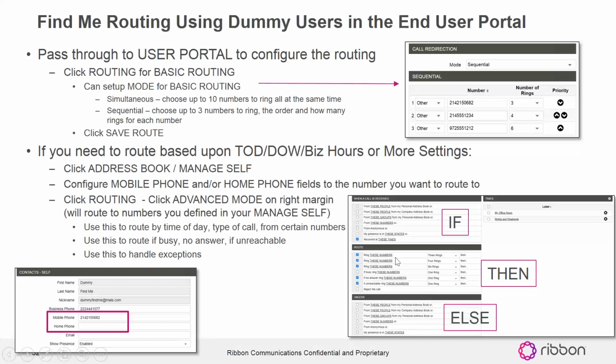You can have it ring these numbers for 3 rings, these numbers for 4 rings, these ring for 6 rings. Again, whenever you open a case and have it expanded for sequential, that would have more of those in it. You can set, if no answer, go here. If busy, go here. If unreachable, that means that you don't have any clients logged in, you don't have a phone configured, anything like that, then where does that go? And then these are the exceptions. If it's a call from this, a call from this. Okay, so those are things you can definitely do to help route things.